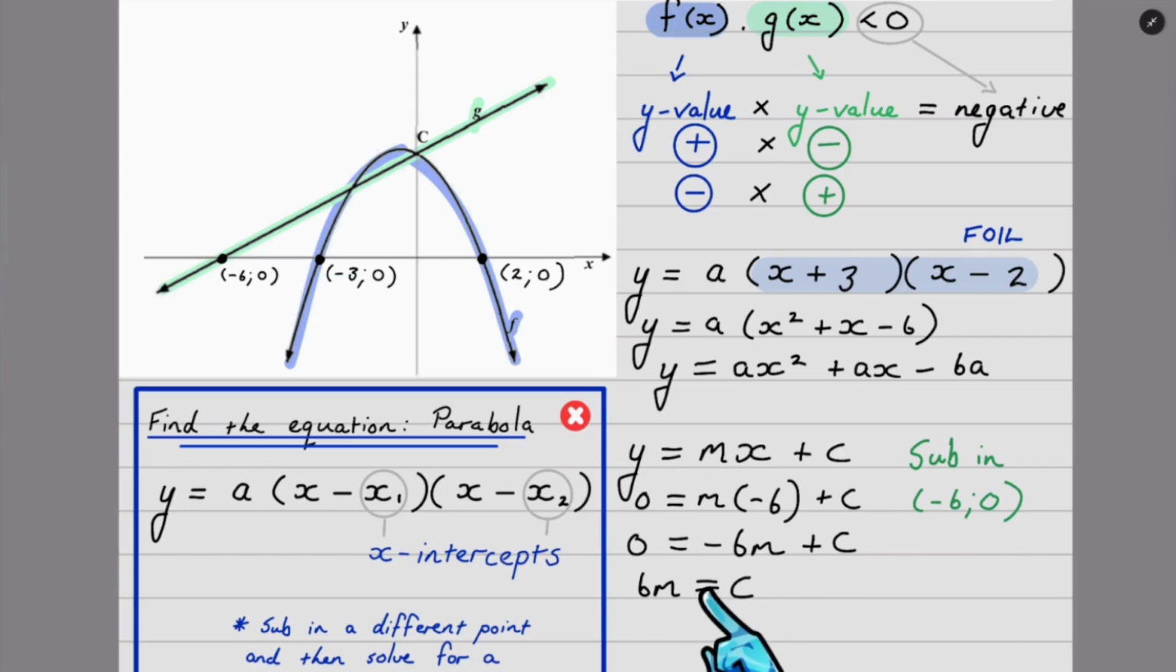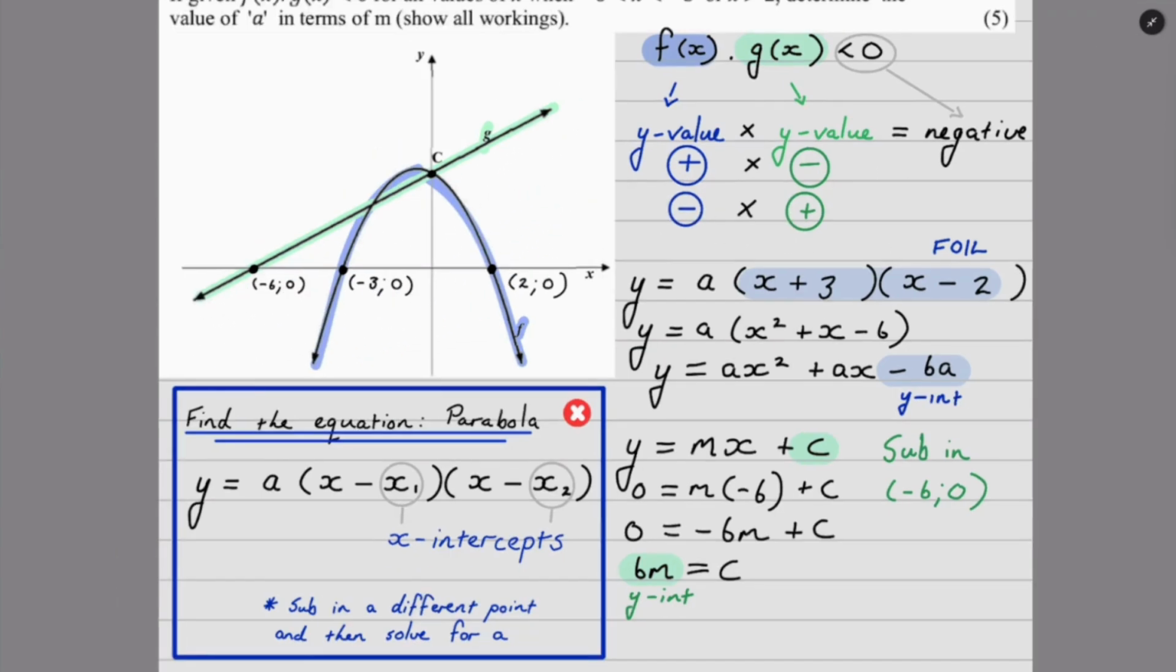And now what I have is an expression for the y-intercept for both the parabola and the linear function. So c is the y-intercept for a linear function, and this number at the end here without an x is the y-intercept for the parabola. And if we look at the graph, they both have the same y-intercept. c is the y-intercept of the blue graph, and c is also the y-intercept of the green graph. So if they're the same, it means these two things must be the same, so I can make them equal to each other.